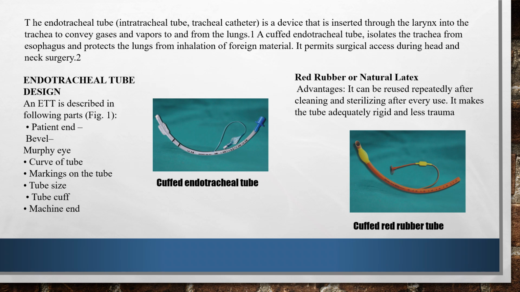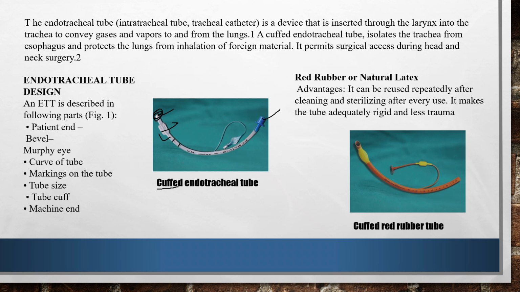It has various parts. An ideal endotracheal tube is cuffed. There is a tube that is uncuffed, and here is the cuff of the ET tube. This one is our machine end, this one is our patient end, and here there is a small hole known as the Murphy eye. The major function of this Murphy eye is that when the main hole near the patient end is blocked due to secretion, the Murphy eye can be used to provide ventilation.